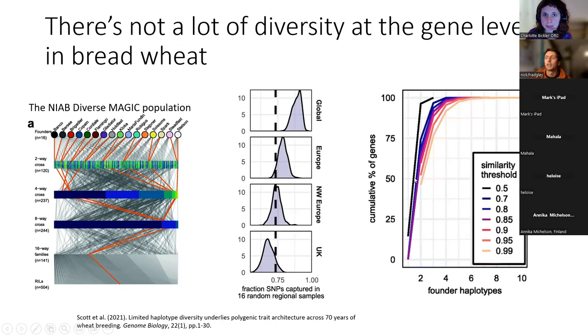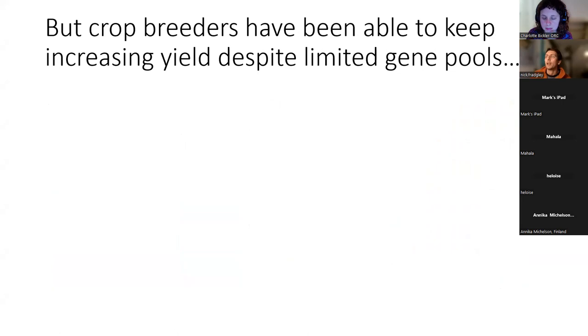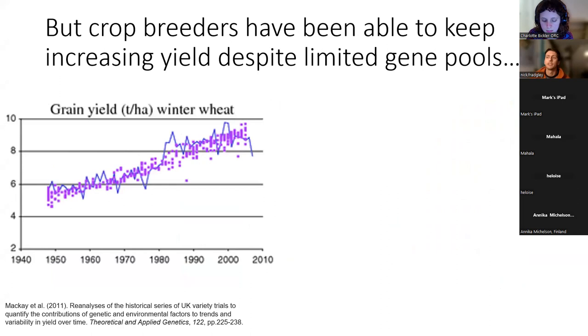So that's actually a very low level of diversity at a single gene level, which is the first odd result that we got, which is unexpected. So there's not a lot of diversity in the background of wheat. But despite this low diversity, you look at the breeding history of wheat, and you can see that breeders have actually been quite successful at increasing yield despite there only being a limited gene pool. So you look at wheat yield gain trends over the last 70 years, and it's been pretty linear in the genetic increase in yield.